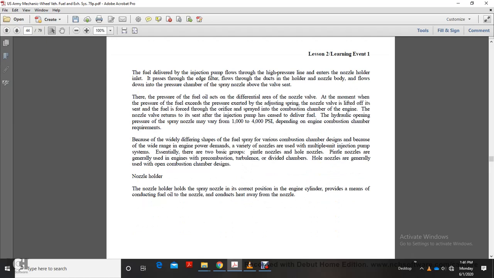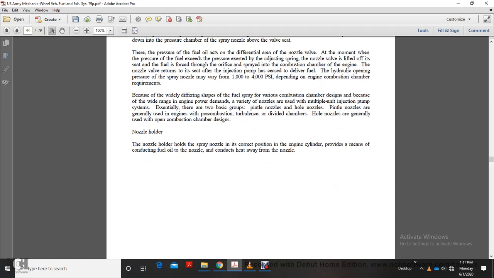Basically, there are widely differing shapes of fuel spray for various combustion chamber designs, because of the wide range of engine power demands. A variety of nozzles are used with the multiple unit injection pump system. Essentially, there are two basic groups: pintle nozzles and hole nozzles. The pintle nozzles are generally used in engines with pre-combustion, turbulence, and divided chambers. The hole nozzles are generally used for the open combustion chamber design.